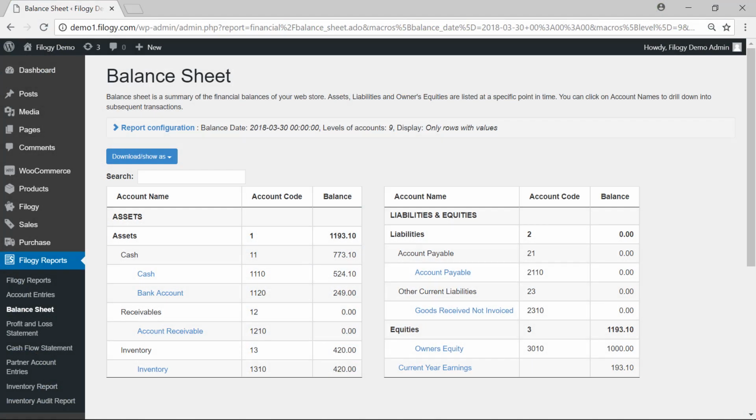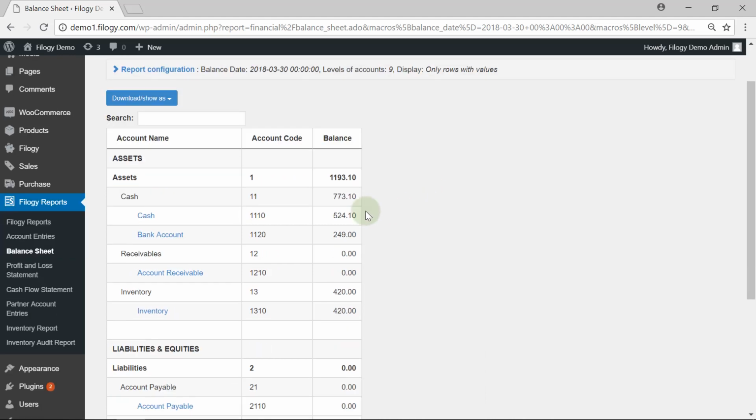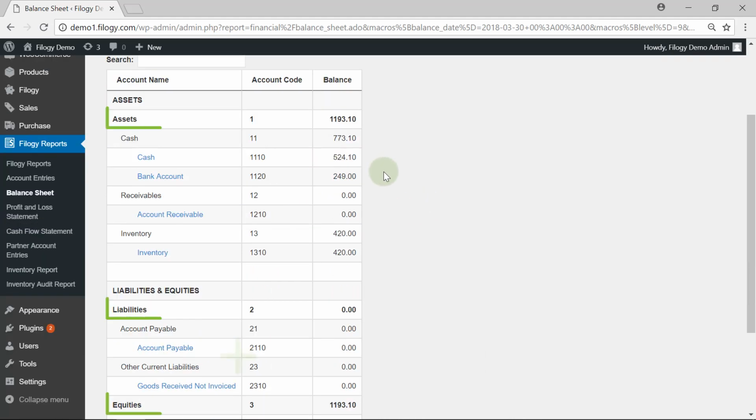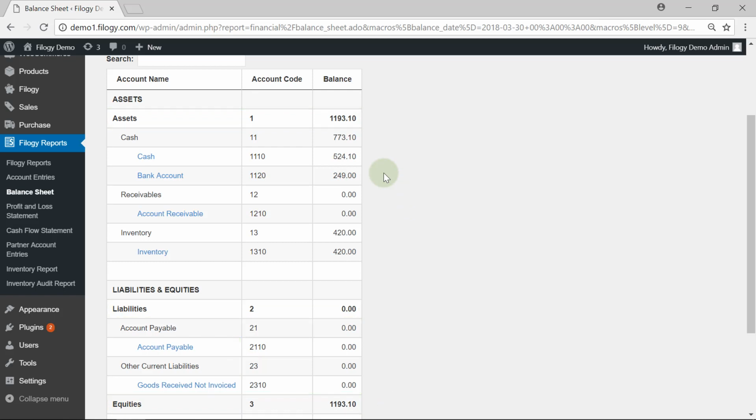Go back to the balance sheet report in Filogy. The 2 sides of the balance sheet are under one another. You can see that the values of the 2 parts are equal. The total amount of the upper assets section and the combined total amount of the lower liability and equity section are equally $1,193. Let's see what you have at the given time.